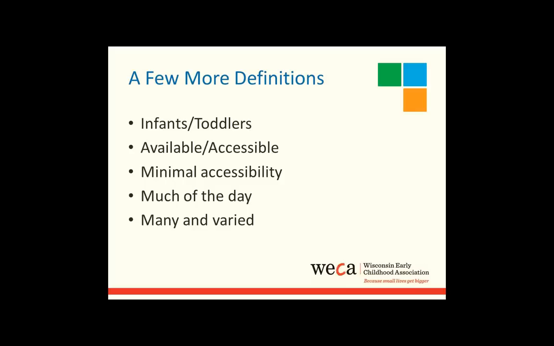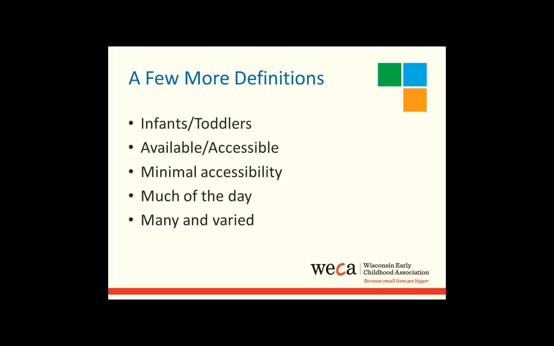Much of the day is the phrase that we use to define how much time children have access to materials, and it's possible to lose credit for much of the day when a child cannot reach or access materials for more than 20 minutes during the 3-hour observation. So it's not 20 minutes a day, it's during the time that your rater is there doing the observation. And much of the day can be calculated as one block of time, or it can be several smaller blocks of time that total a minimum of 20 minutes where children can't access materials.